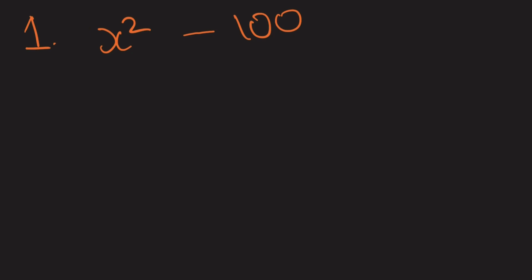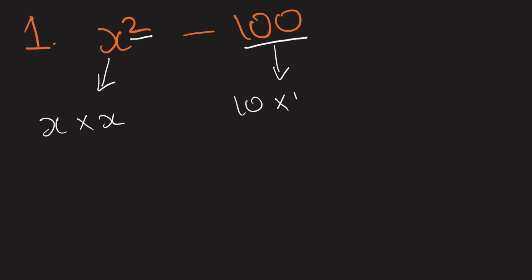And now let's start with the first question. x squared minus 100. So let's try to factorize this. Because the x has this 2 here, we know this x is a squared number. Also with 100, we also know 100 is a squared number. x squared can also be written as x times x, and 100 can also be written as 10 times 10.